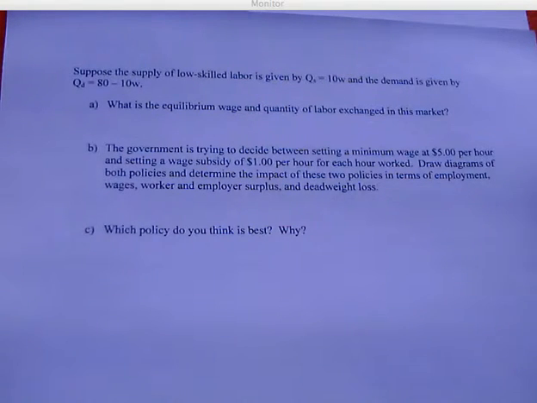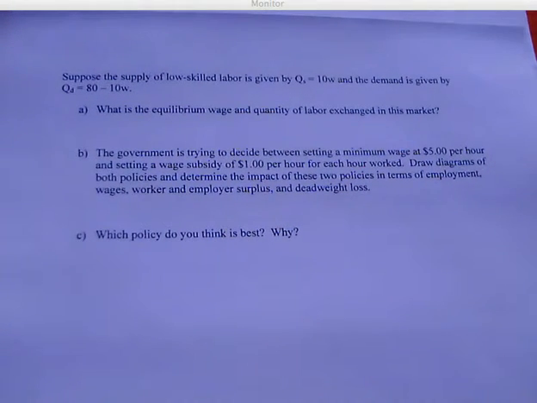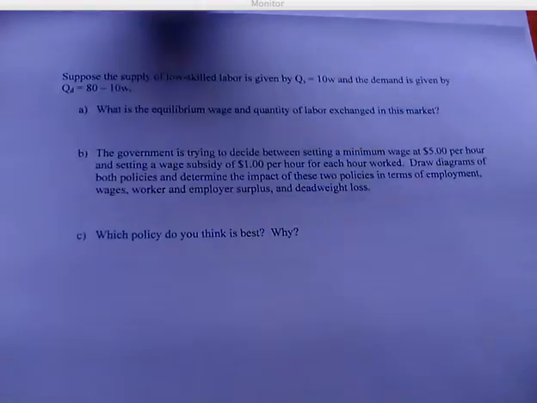All right, so the question in this example really focuses on a labor market, right? And so in a labor market, remember that the labor is going to be provided by workers. That's the supply curve, and the demand is going to come from the employers. That's going to give us the demand curve. And instead of having price in here, we're going to have wages.